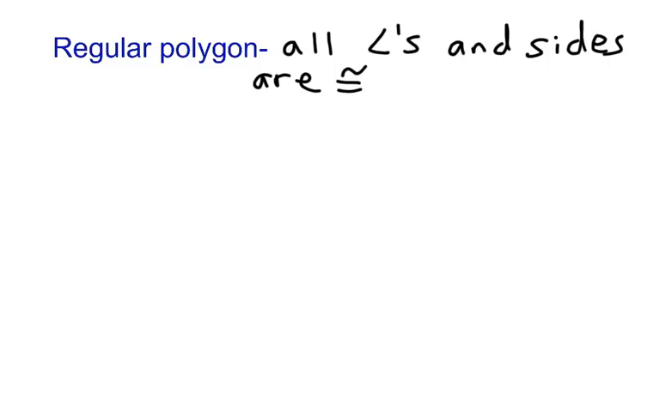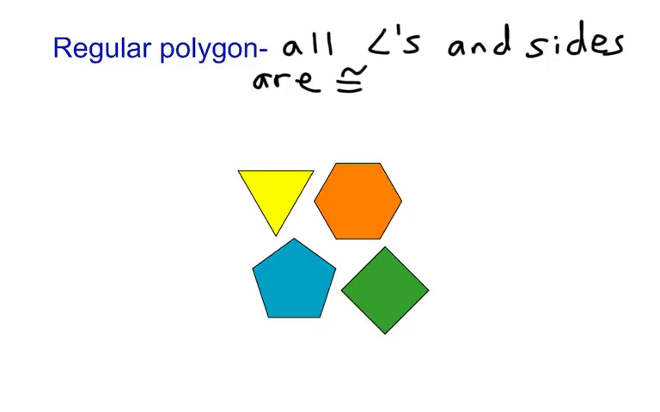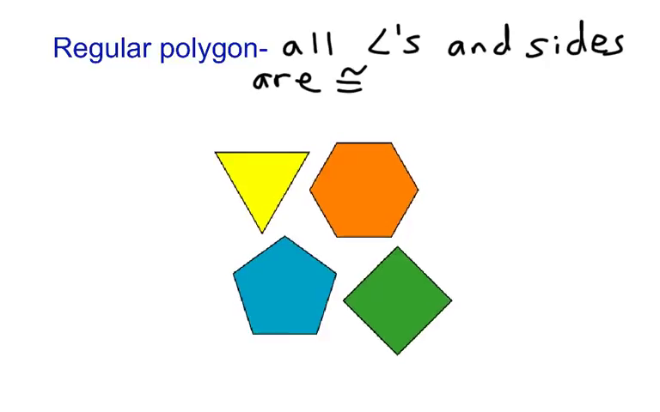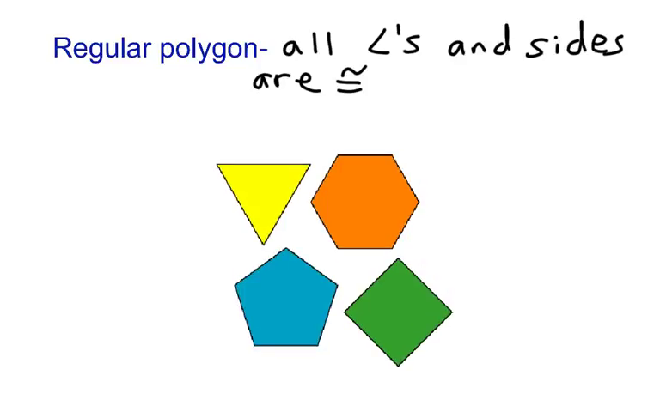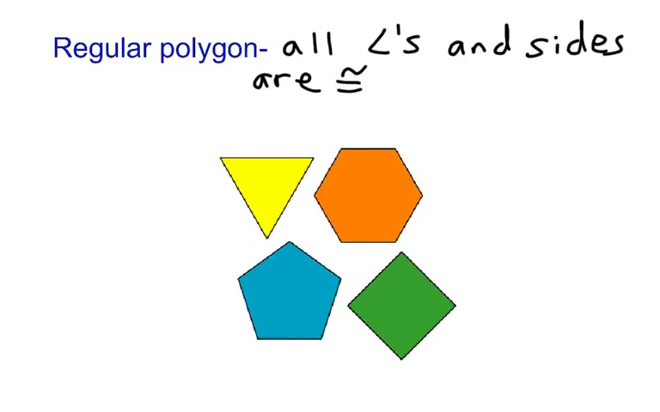Alright, let's define the word regular polygon. That's when all angles and all sides are congruent. So look at all these figures. We have all of these triangles. We have a triangle here. We have a pentagon, a six-sided hexagon, and then that's a square. These are all regular because all their angles are the same. Look at these three angles. Whoops. That angle, and this angle, they're all the same.